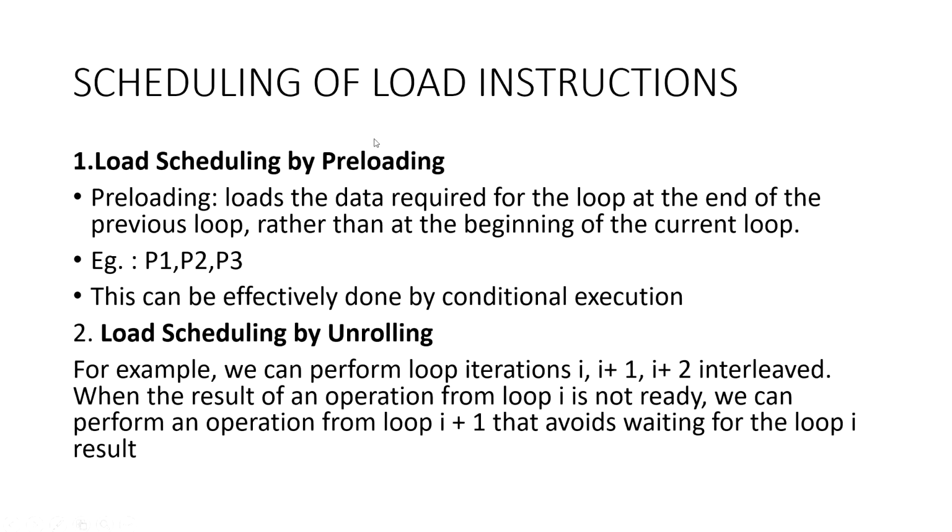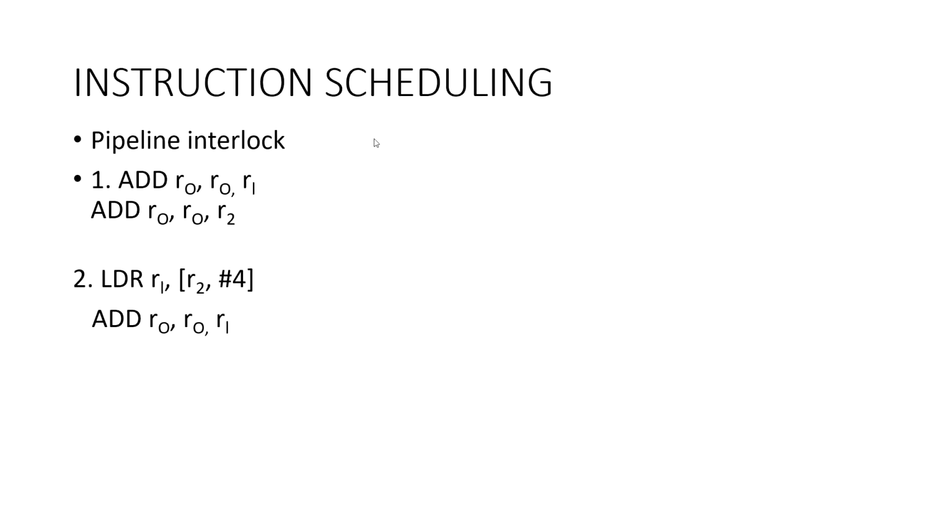Okay. So in the previous slide, we learned about instruction scheduling. The last concept we learned was pipeline interlock. Here we studied that the two instructions, this one and this one, are dependent. As you can see in these two instructions, the input R1 is the output of the previous instruction. So this concept is called pipeline interlock.